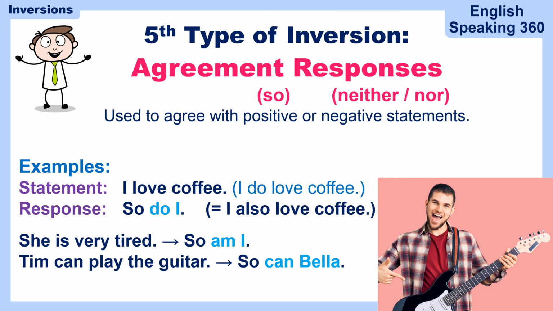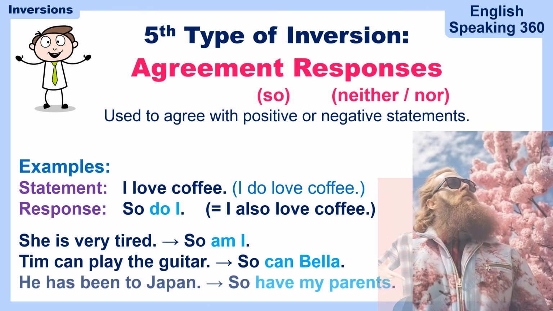Tim can play the guitar. So can Bella. Bella can play the guitar too. So can Bella. We use the auxiliary verb can. He has been to Japan. So have my parents. So my parents have also been to Japan. In this case, the auxiliary is have. He has been, so have my parents.